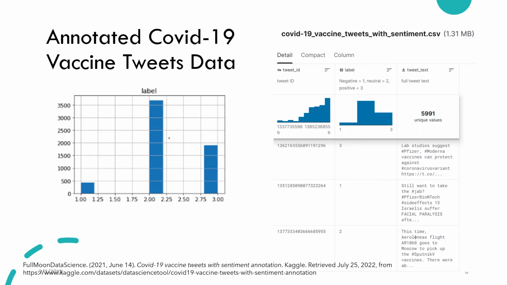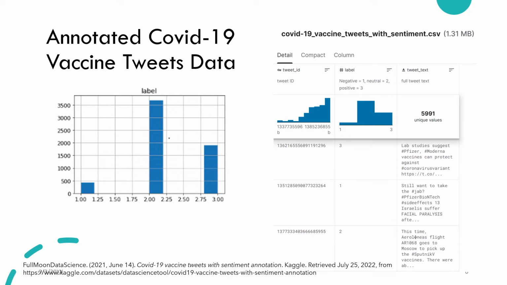For the machine learning approach for this project, I used the Kaggle COVID-19 vaccine tweet dataset with sentiment annotated. This dataset has 6,000 entries of tweet data that are all related to COVID-19 vaccines. And it comes with three kinds of labels, where one represents the negative tweet, two represents the neutral tweet, and three represents the positive tweets.